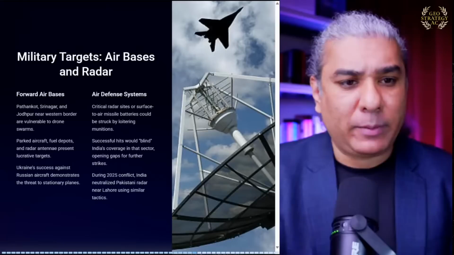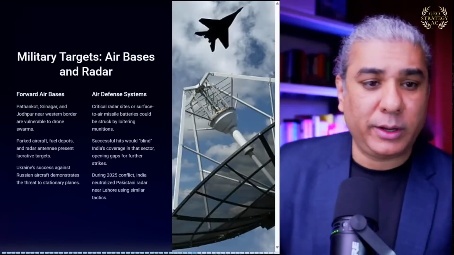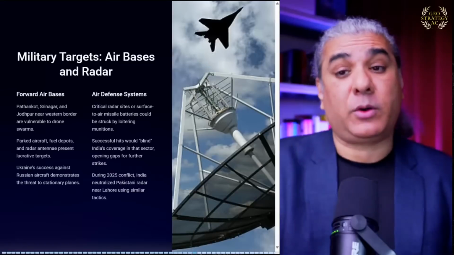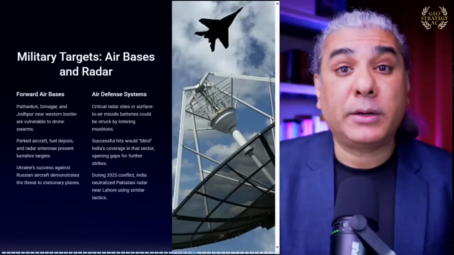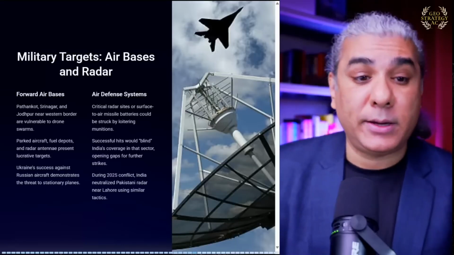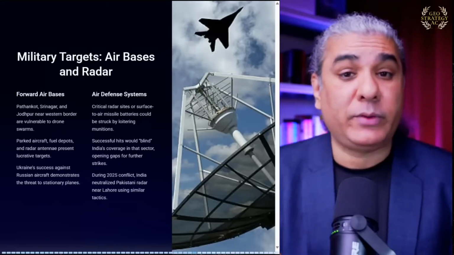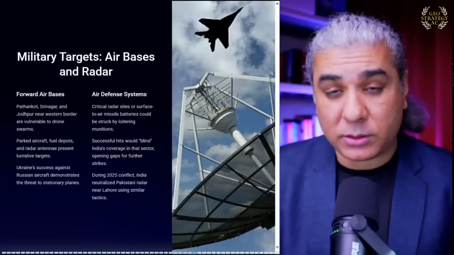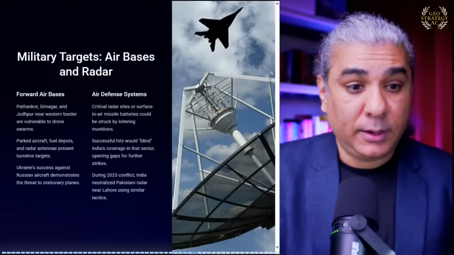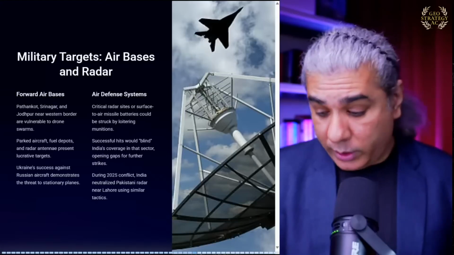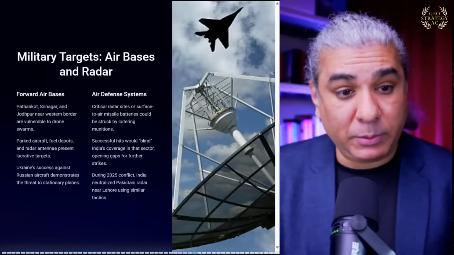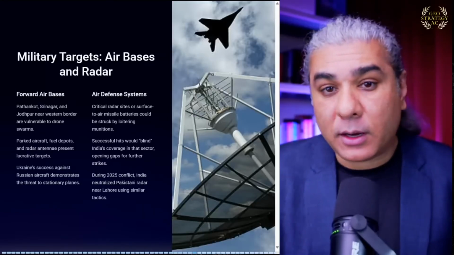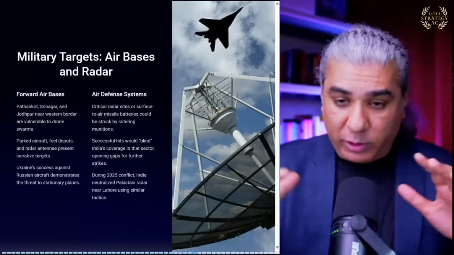So there are forward air bases, Pathankot, Srinagar, Jodhpur, near the western border. These will be vulnerable to Pakistani drone swarms that come from across the border, right? Parked aircraft, fuel depots, radar antennas. These present lucrative targets. Pakistan will want to strike back after the disaster of Operation Sindoor, right? And so, what Ukraine achieved during Operation Spiderweb demonstrates the threat to stationary planes. And conventionally, historically, we have kept a large number of planes in one place, right?